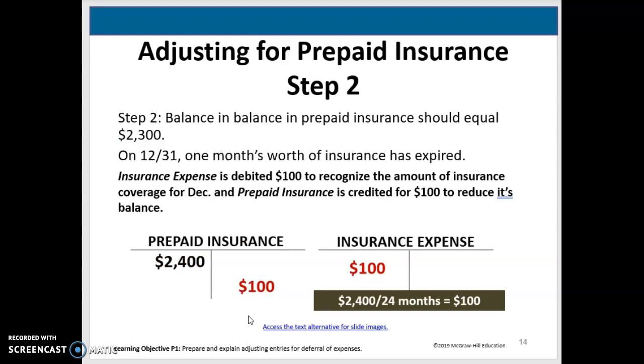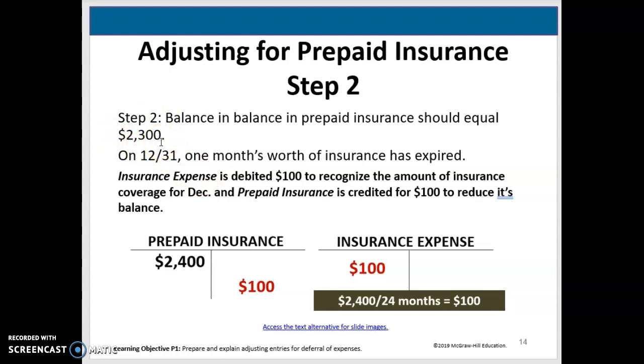we need to look at step 2: the balance in the prepaid account should equal $2,300. Well, where do we get that from? Well, if it was $2,400 total divided by 24 months, down here we see the calculation, then it's $100 per month, right? So that means we have to expense $100 of it, and we want prepaid to be $100 less. So we want prepaid to have a balance of $2,300 after this transaction.